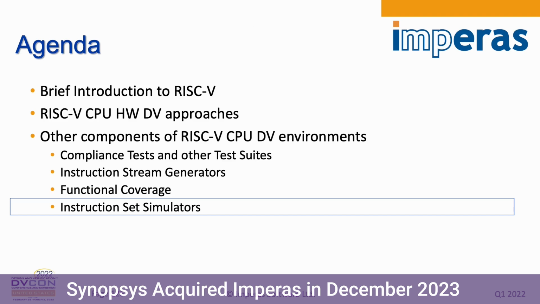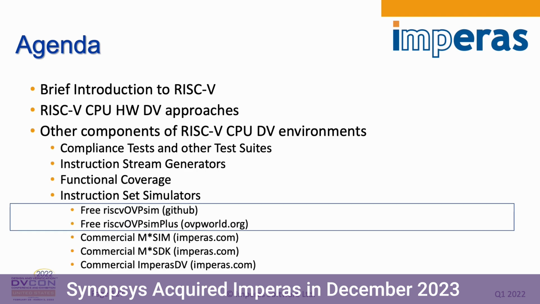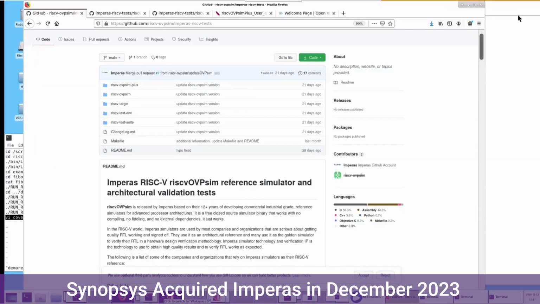We're now going to move to the last section, the last component, and talk about instruction set simulators. There are five subjects that I'm going to talk about here. I'm going to talk about RISC-V OVP Sim on the GitHub, RISC-V OVP Sim Plus from OVP World. Then I'm going to talk about commercial technologies from Imperas and show two videos of that and then wrap up.